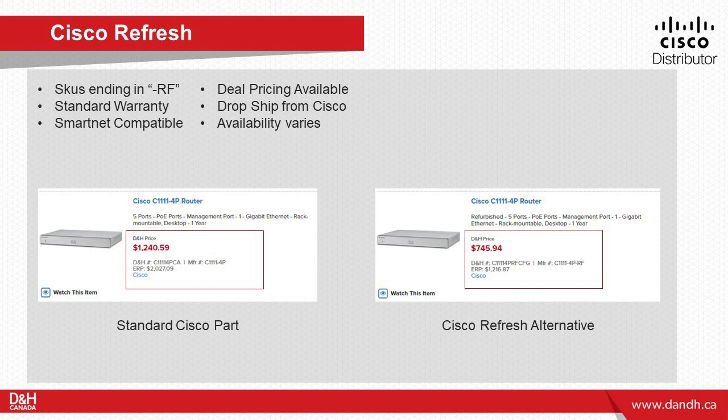Now, a quick way to tell if something is refurb or not, it's easy. It's -RF at the end. If you see a -RF, that's a refurb SKU. Everything else remains the same.